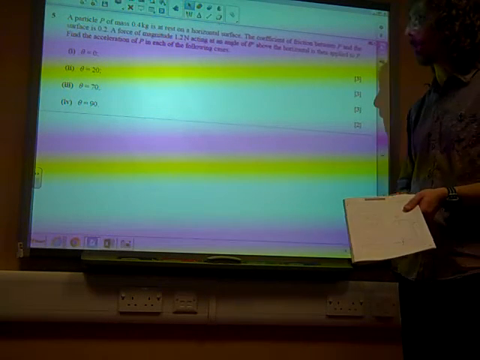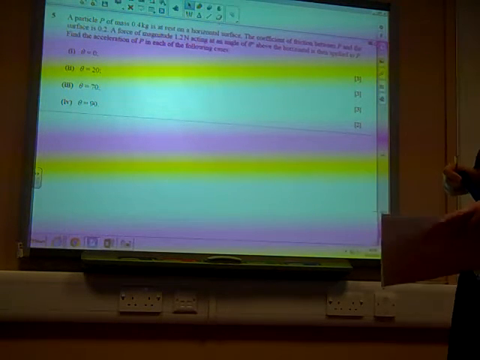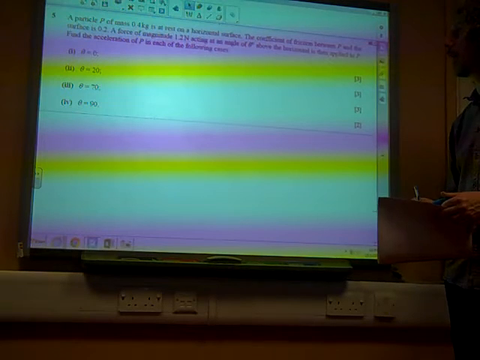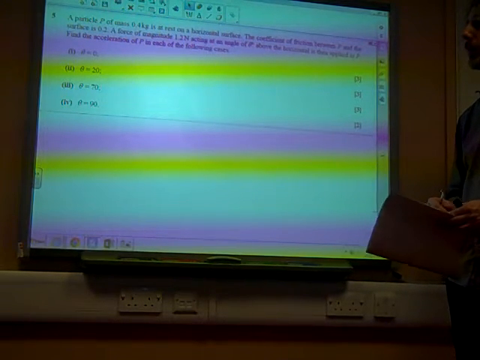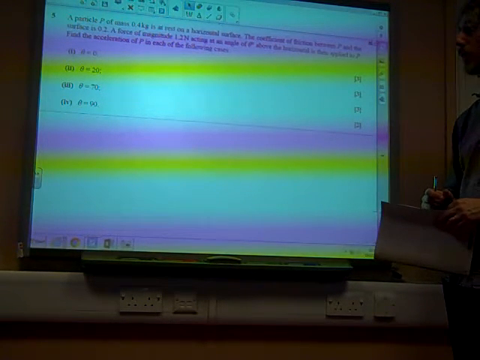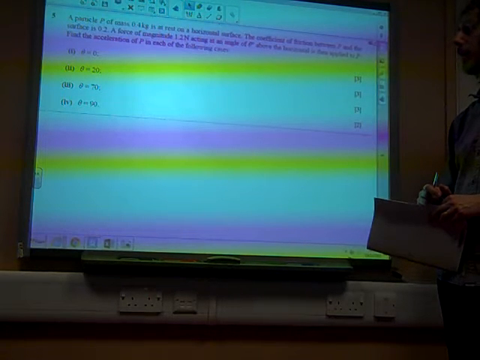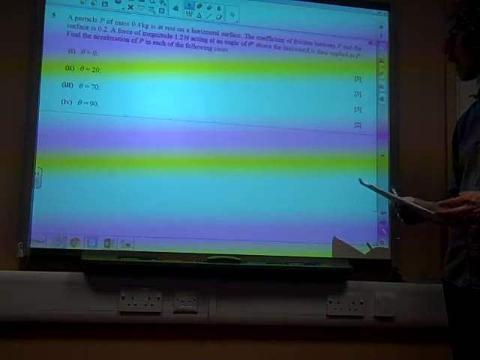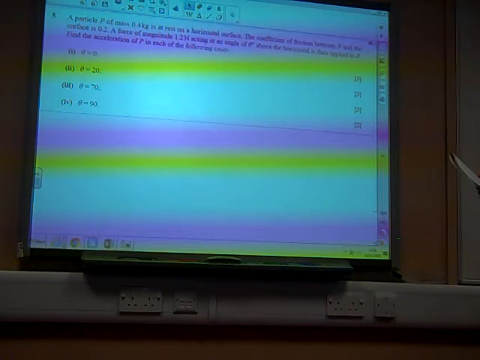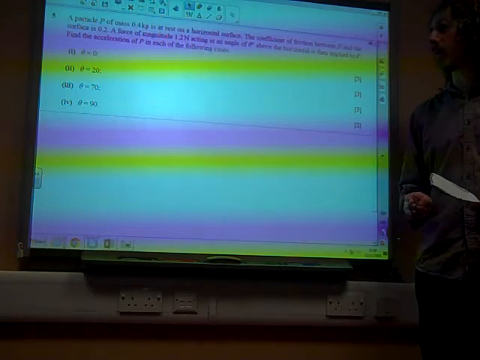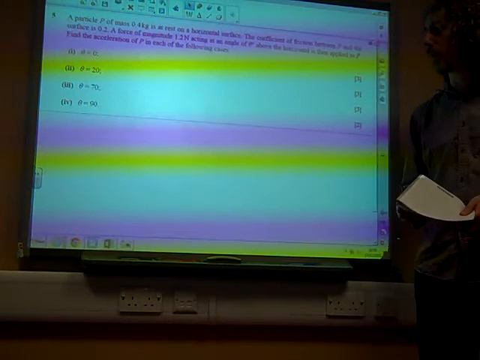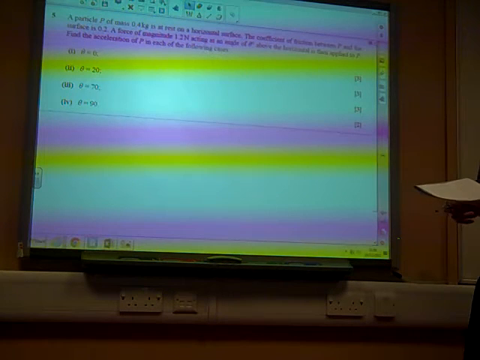Go. Question 5. A particle P of mass 0.4 is at rest on a horizontal surface. The coefficient of friction between P and the surface is 0.2. A force of magnitude 1.2 newtons acting at an angle of theta above the horizontal is then applied to P. Find the acceleration of P in each of the following cases. So we've got 4 different versions of what theta can be, varying from 0 up to 90.